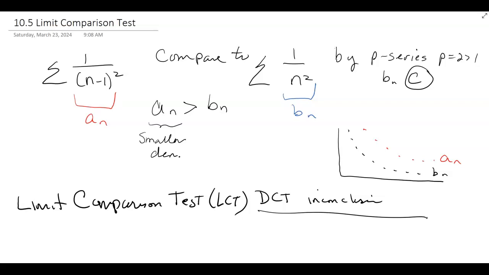When we were doing direct comparison tests, we've done these two series that are very easy to compare. It's not always easy to determine which one's bigger or smaller. So with the limit comparison test, it doesn't matter which one's bigger or smaller. We're just looking, do they behave the same? In other words, are they growing at the same rate? And if we can determine they're growing at the same rate, we're good to go.